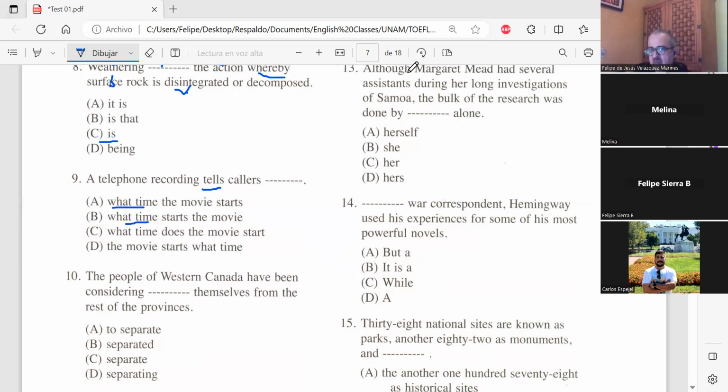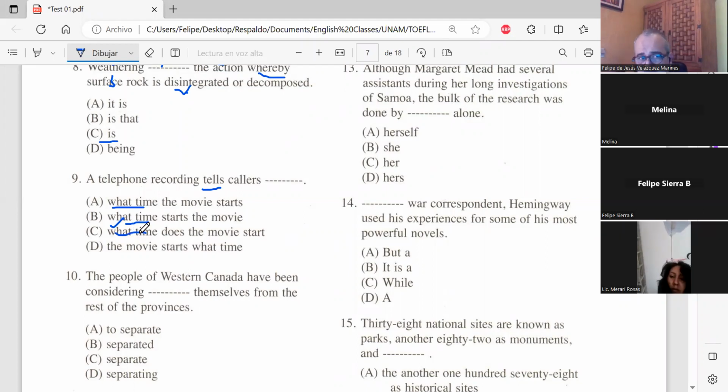So then here, remember that question words, when they are linkers, we don't have to use the structure of a question. It's just a marker. What happens after a marker? We use subject and we use verb. A telephone recording tells callers what time the movie starts. We have two verbs. We have a linker, subject, verb, complement, linker, subject, verb. This is the answer. The people of Western Canada have been considering here.